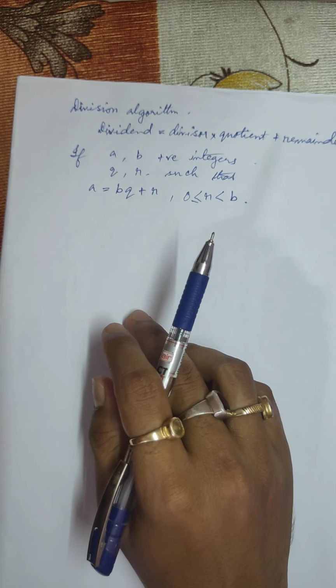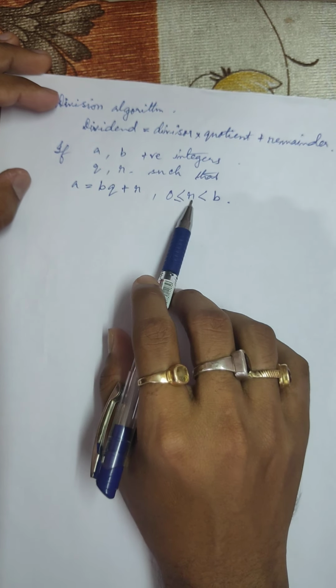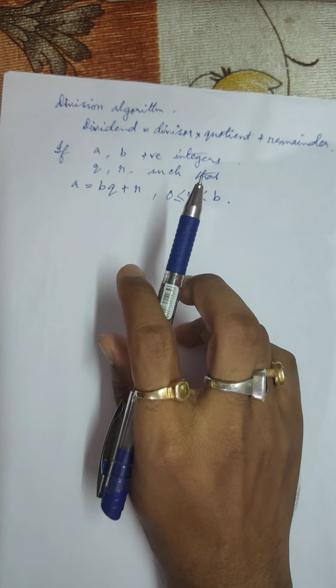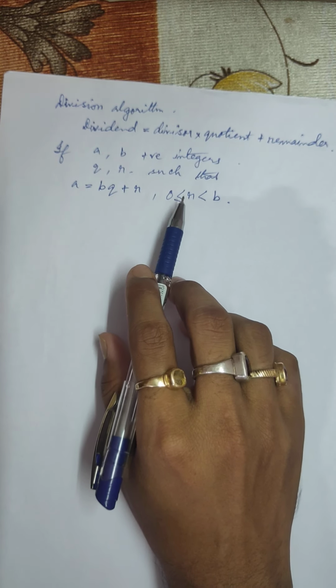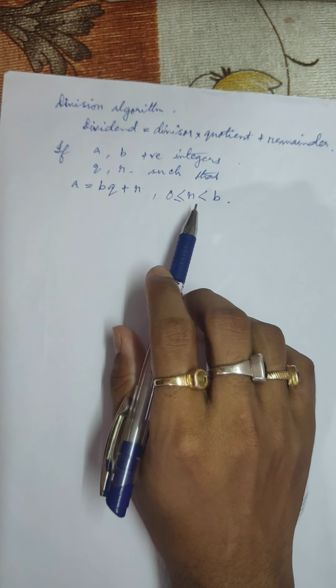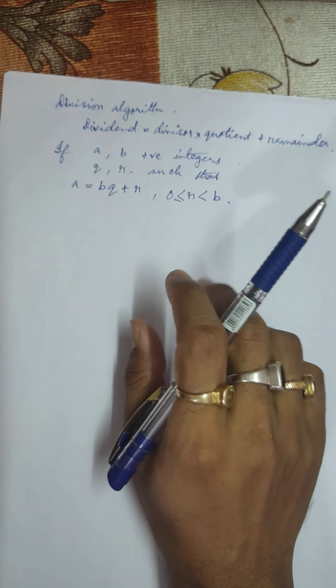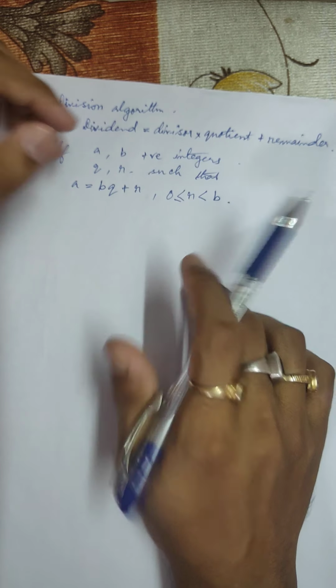And in every division, when you carry out a division, the remainder is always greater than or equal to 0. It may be 0. If exactly divisible, then it is 0. Otherwise it will be greater than 0. The remainder can never be less than 0. That means we cannot get any negative number in the remainder.